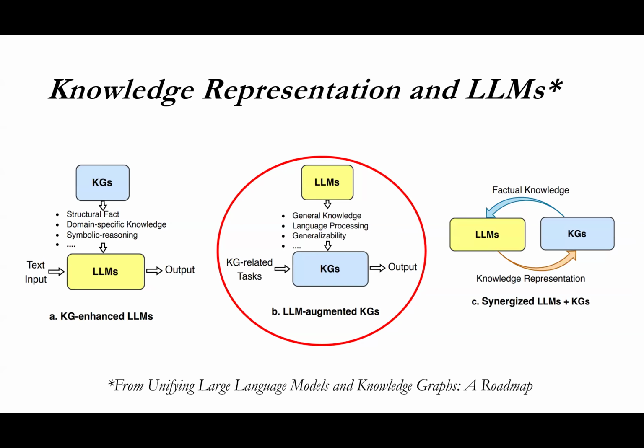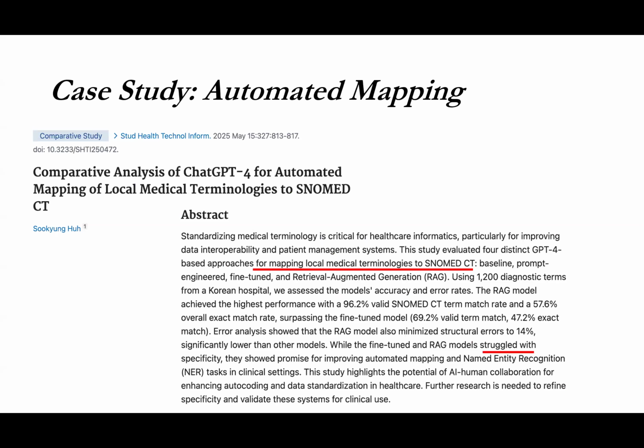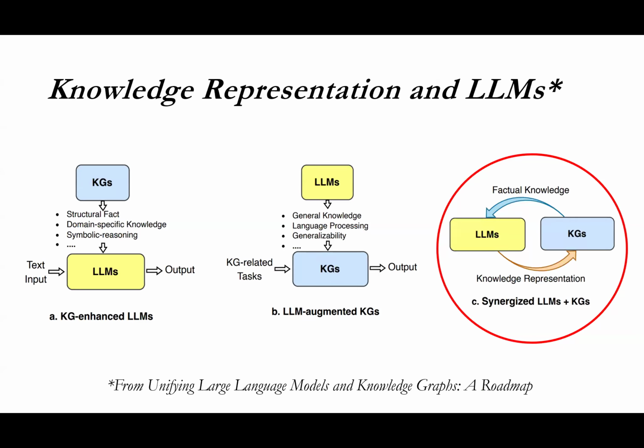Over here in the middle, LLM augmented knowledge graphs. More broadly, knowledge graph or knowledge representation development or strategies. Right here, comparative analysis of ChatGPT for automated mapping of local medical terminologies to SNOMED. So enhancing SNOMED using large language models, mapping local medical terminologies into SNOMED. Of course, you see here I've also underlined the typical challenges that one has come to expect in the limitation sections of all of these papers. But again, just illustrating that middle ground, that second option, right?